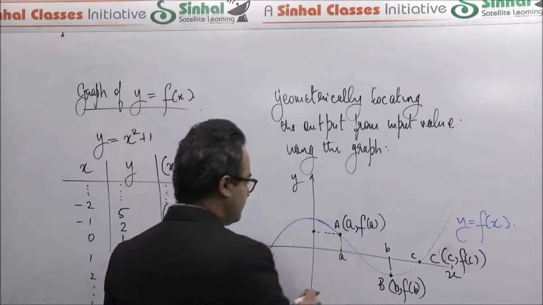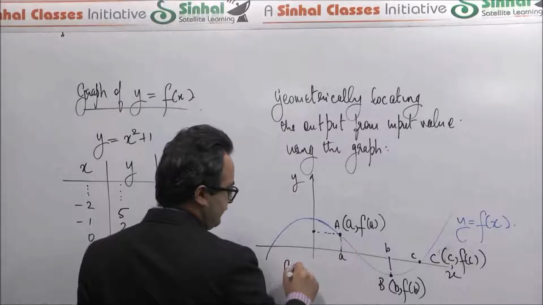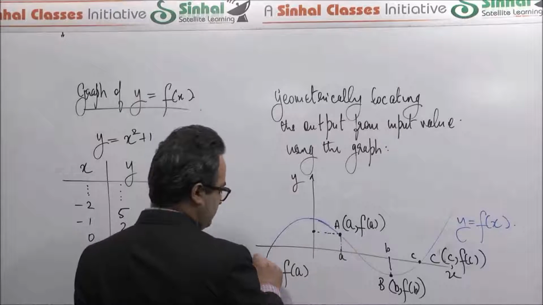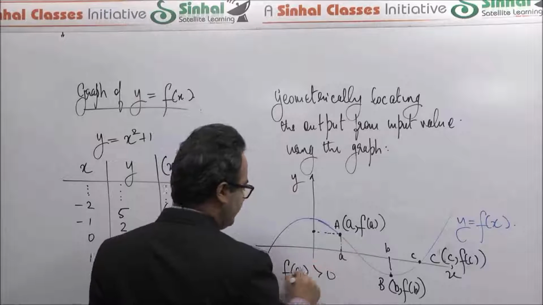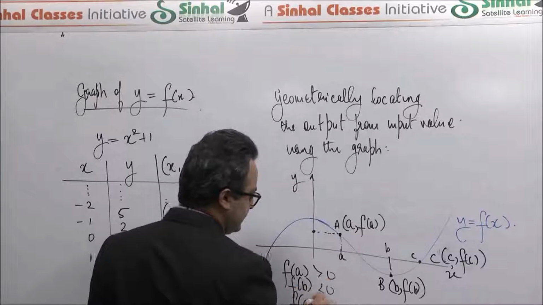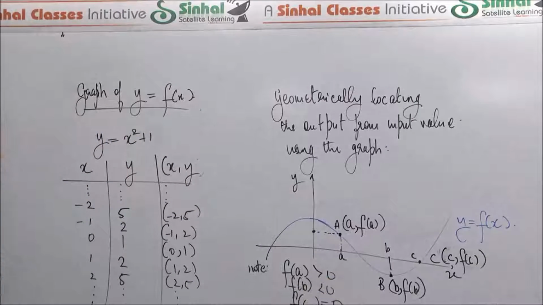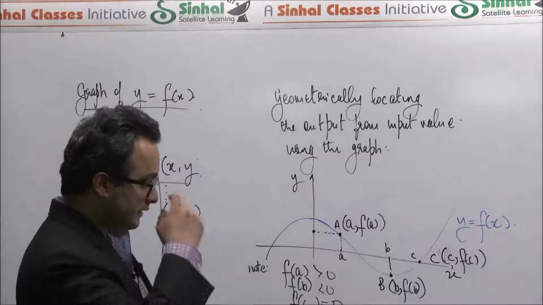So again, in this particular diagram, f of a is a value which is positive, f of b is a value which is negative, and f of c is a value which is 0. So just please go over this again once.